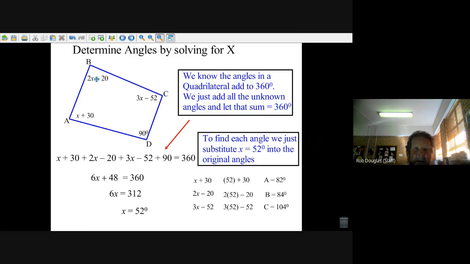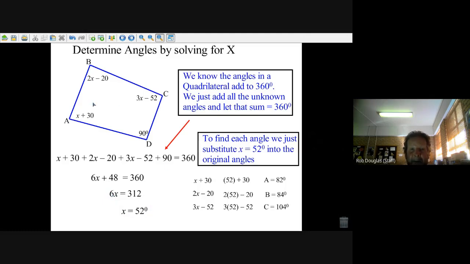So you just take all of those angles on the outside, you put them all together, and you make it equal 360. Well, there's x, and there's a 2x, and a 3x. There's 6x altogether. There's 30, and there's 90. That's 120. Minus 72 is 48. Then you take 48 away from both sides. 360 minus 48 is 312. Divide by 6 and you get x equals 52 degrees.